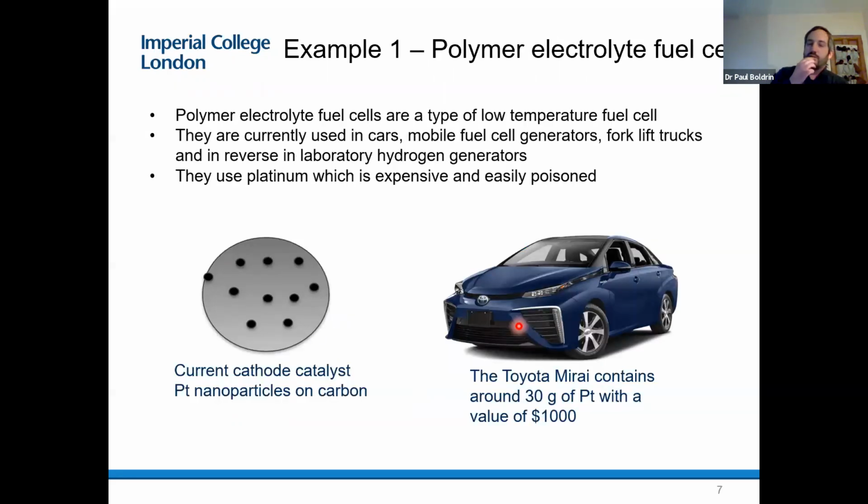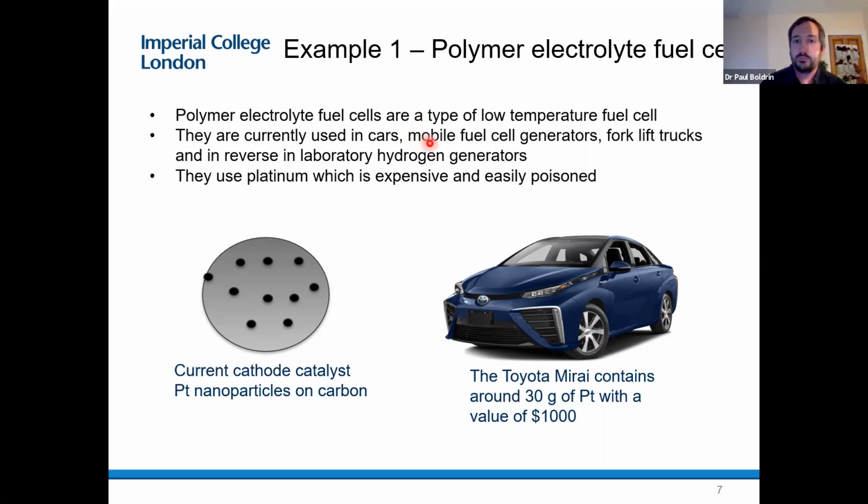So the first example relates to polymer electrolyte fuel cells. They're a type of low temperature fuel cell, which people will know mainly from things like the Toyota Mirai, which is a fuel cell powered car. But there are quite a few other applications, emerging and established. For example, they're used in forklift trucks because one of the advantages I mentioned before is that you can fill up a forklift truck with hydrogen a lot quicker than you can recharge its battery.